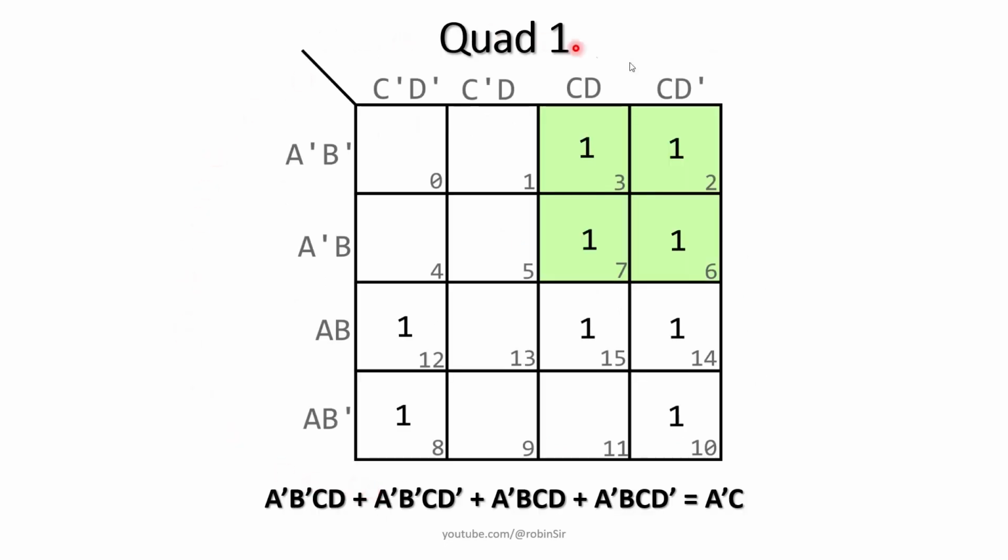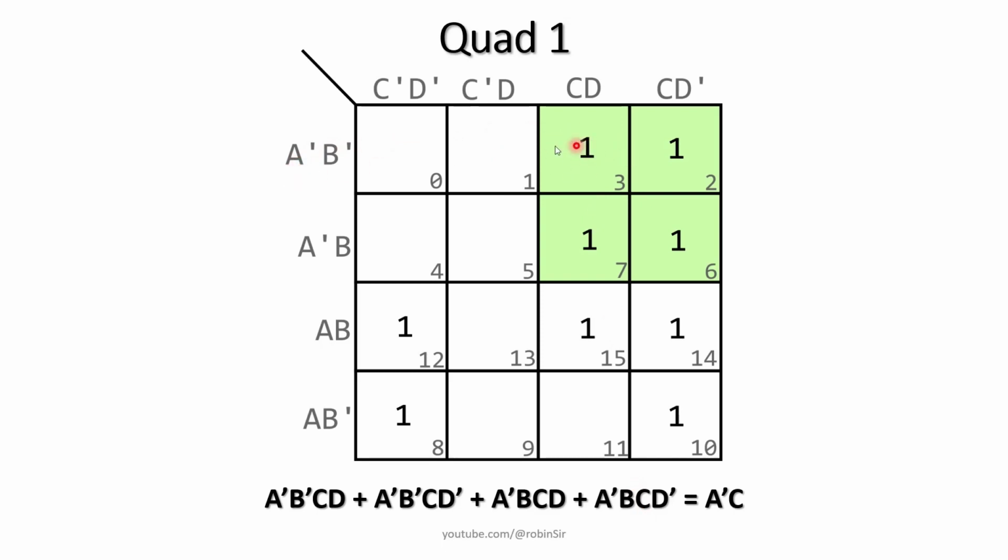Now, after drawing the KMap, we see that octals are not possible, but quads are possible. And this is the first quad that's possible. This highlighted portion is a quad, and we try to reduce it. So I have written down the SOP expression.